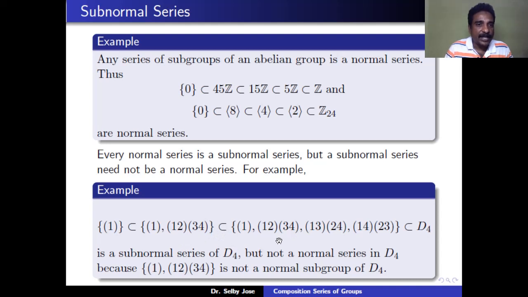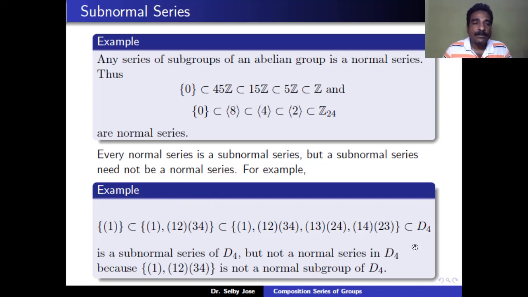Index of K in H is equal to 2. Therefore, K is normal in H. And identity is clearly normal in K. So, identity contained in K, contained in H, which is contained in D4, this is a subnormal series. But K is not a normal subgroup of D4.